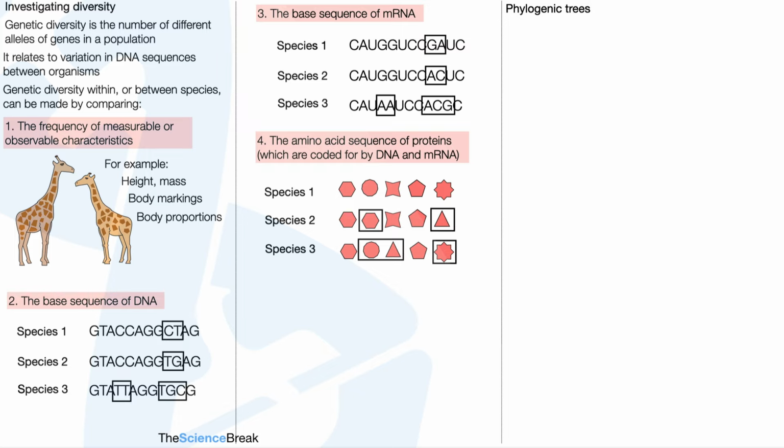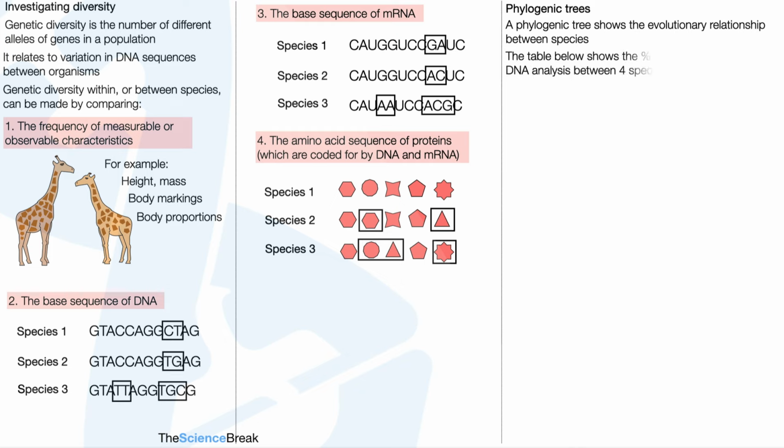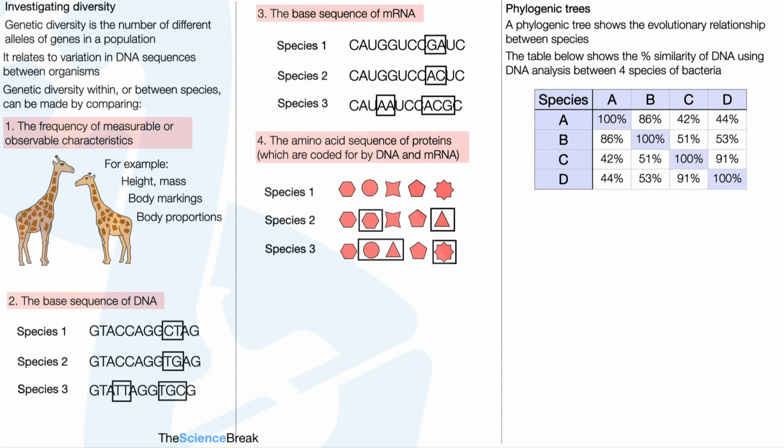Phylogenetic trees. A phylogenetic tree shows the evolutionary relationship between species. The table below shows the percentage similarity of DNA using DNA analysis between 4 species of bacteria. So here are the 4 species shown in the table, A, B, C, and D, along the top row and down the side. And the first thing to notice is that if we compare A with A, well, that's obviously the same species, so the similarity in DNA is going to be 100%. The same goes with comparing B with B, C with C, and D with D.